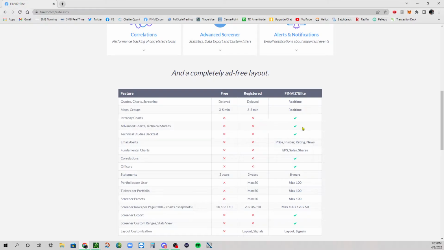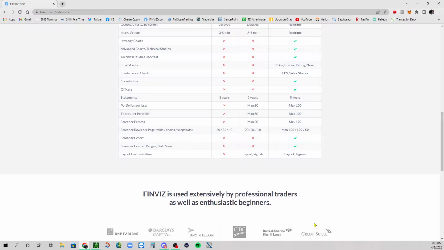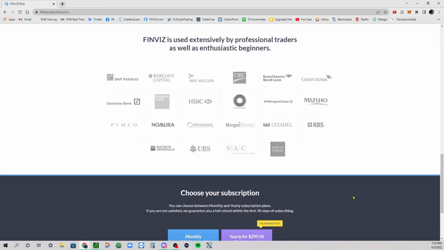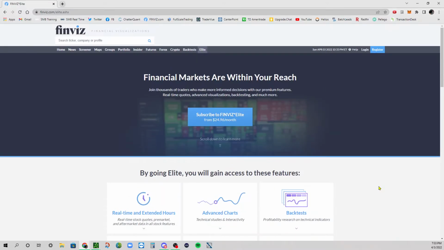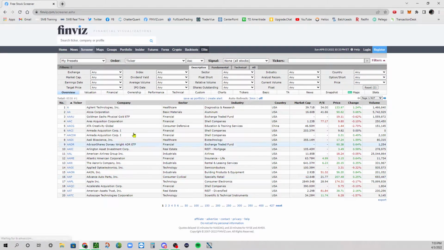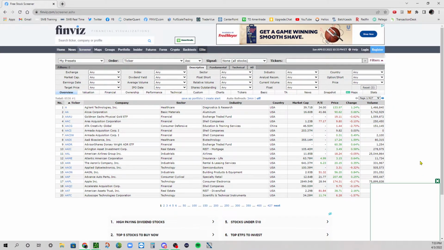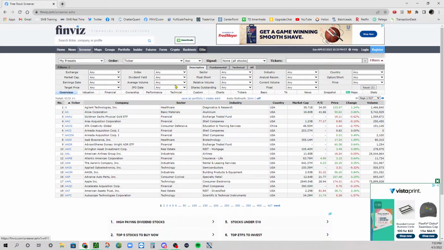Real-time data, intraday charts, advanced charts, technical analysis, studies, backtesting, correlations, screener reporter. I mean, 25 bucks. That's not bad at all. I would subscribe to it. I'm going to have to wait to see what my prop firm has to offer first, or what's available for me to utilize before I subscribe to them, because I may have access to this already based on being with the firm.